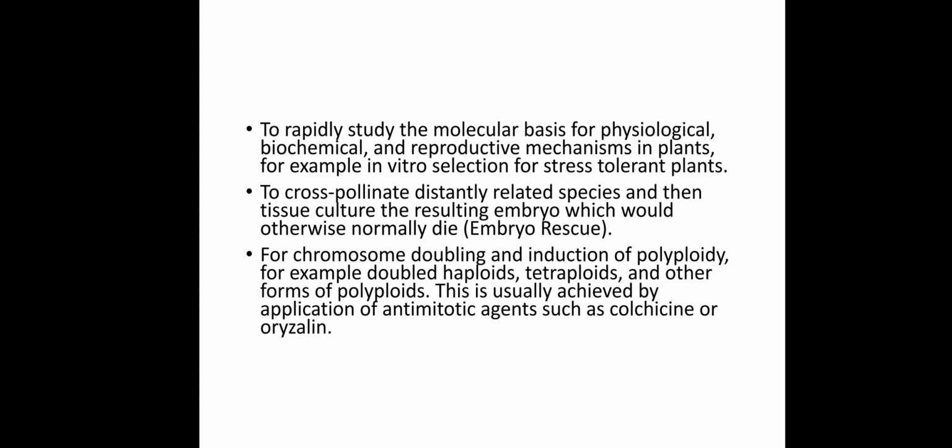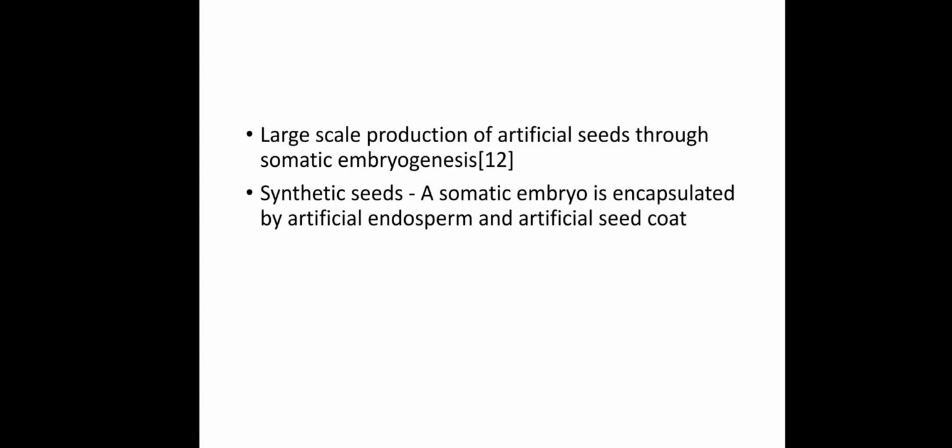Plant tissue culture also can be applied in cross pollination of distantly related species, and then tissue culture of the resulting embryo, which would otherwise normally die, is called embryo rescue. Also for chromosome doubling and induction of polyploids, for example doubled haploids, tetraploids, and other forms of polyploids, this is usually achieved by application of antimitotic agents such as colchicine or oryzalin. Plant tissue culture also can be applied in large-scale production of artificial seeds through somatic embryogenesis, where a somatic embryo is encapsulated by artificial endosperm and artificial seed coat.